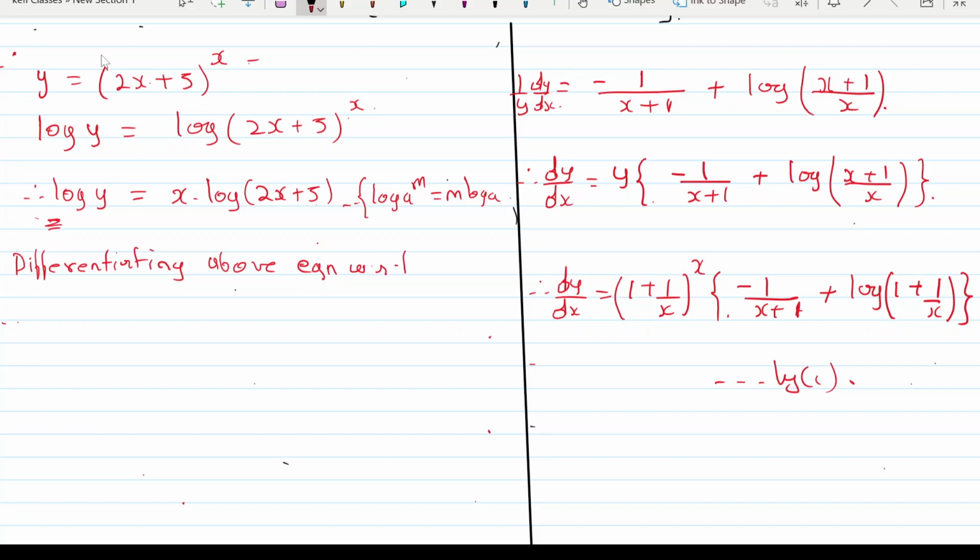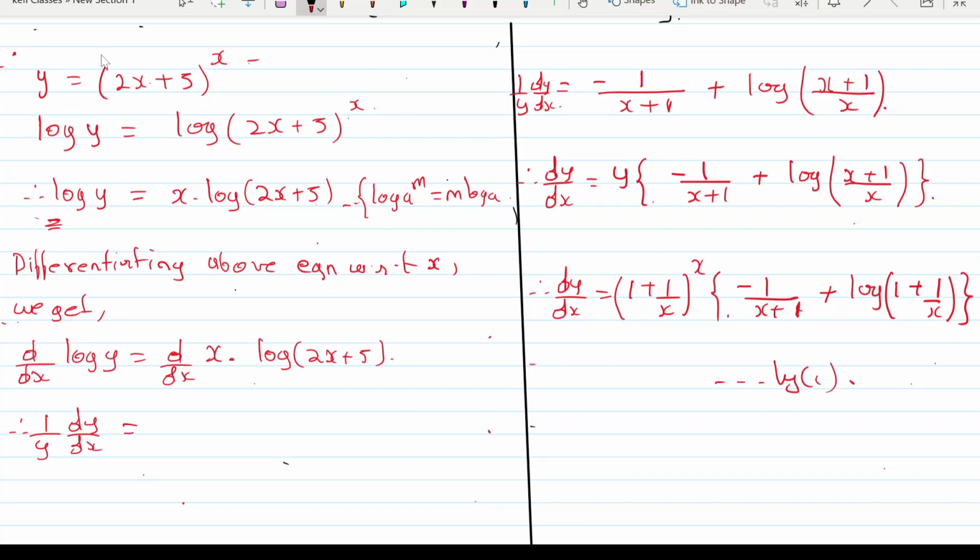equation with respect to x, we get d by dx of log y is equal to d by dx of x into log of 2x plus 5. Therefore 1 upon y dy by dx is equal to x into d by dx of log of 2x plus 5 plus log of 2x plus 5 into d by dx of x.